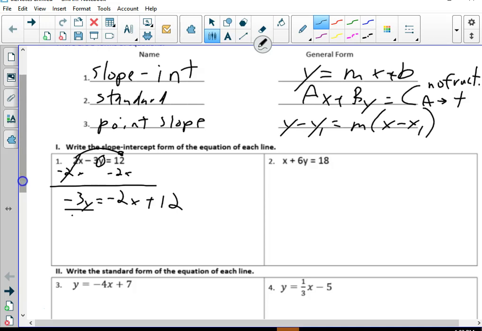And then, last step, we divide everything by negative 3. So that gives me y equals, only thing you got to pay attention to here is that it's positive, because negative divided by negative is positive. 2/3 x minus 4. And there's my y-intercept of negative 4 and my slope of 2/3.